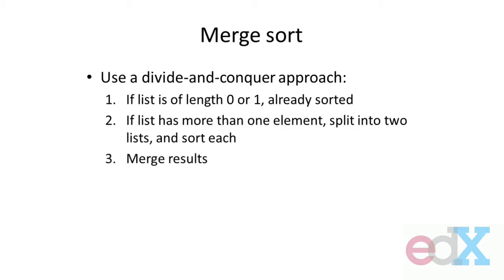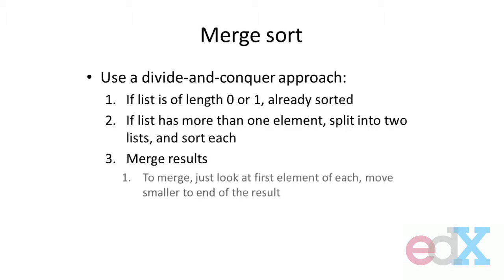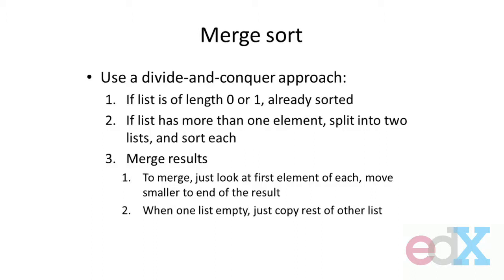And the merge takes advantage of the fact that the 2 lists are sorted. To merge, I'm just going to look at the first element of each list and take the smaller one and move it to the end of the result. And keep doing that until one of the lists is empty, in which case I just copy the rest of the list onto the end of the result. So another way of saying it is, given 2 sorted lists, I'm always picking off the smallest element and adding it into the new list that I'm creating. And I can do that, we hope, quite efficiently.